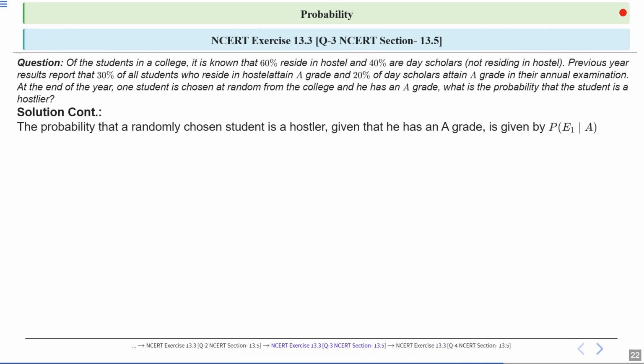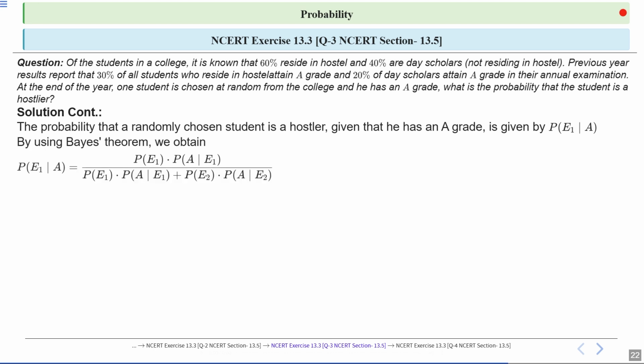In probability, E1 given that A means the chance that a student is a hosteler given they have an A grade. So it's calculated as probability of E1 intersection A divided by probability of A, where E1 is being a hosteler and A is having an A grade. So by using Bayes theorem, we obtain probability of E1 given that A equals probability of E1 times probability of A given that E1, divided by probability of E1 times probability of A given that E1 plus probability of E2 times probability of A given that E2.